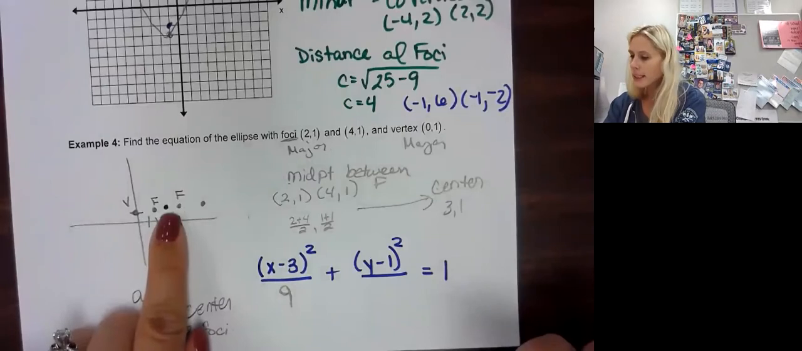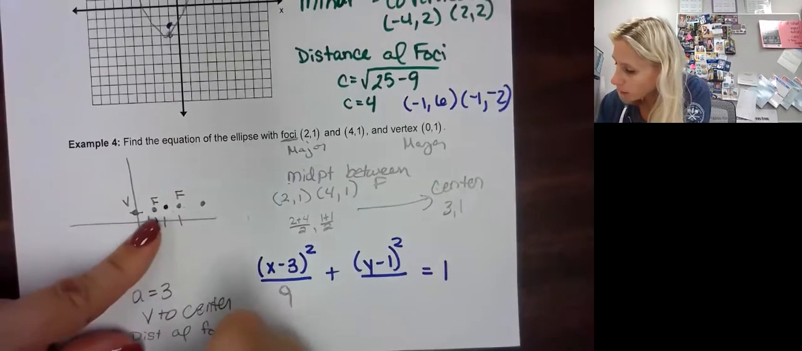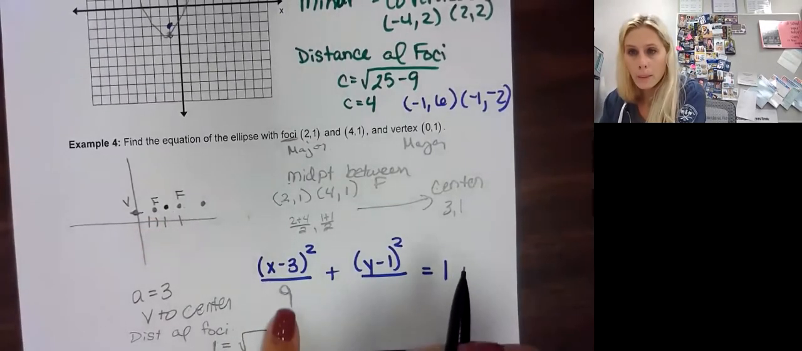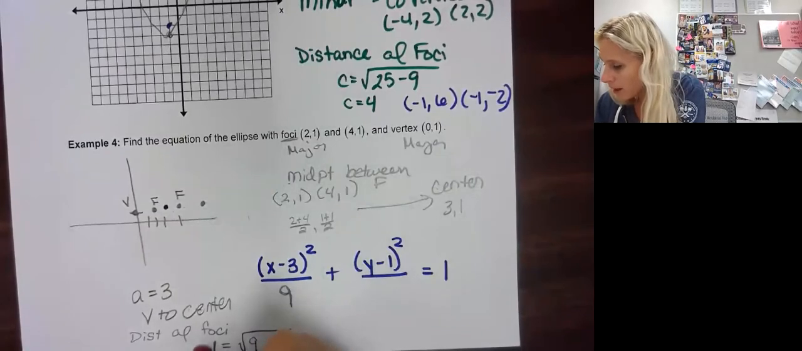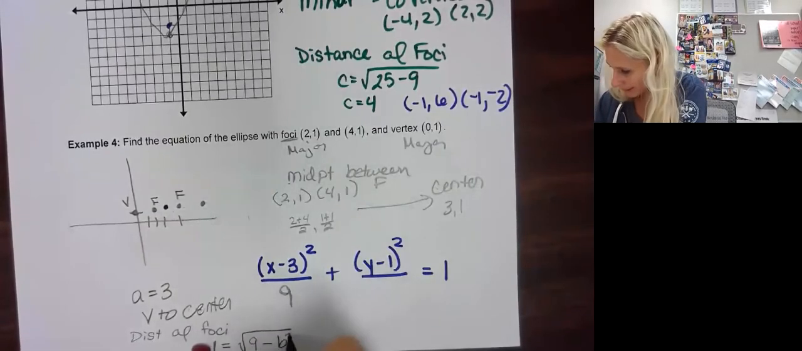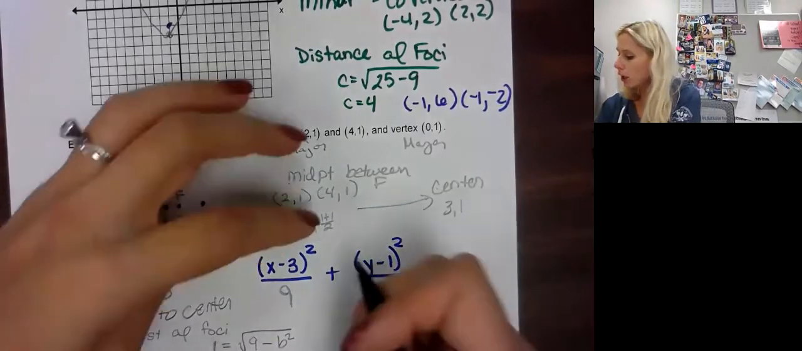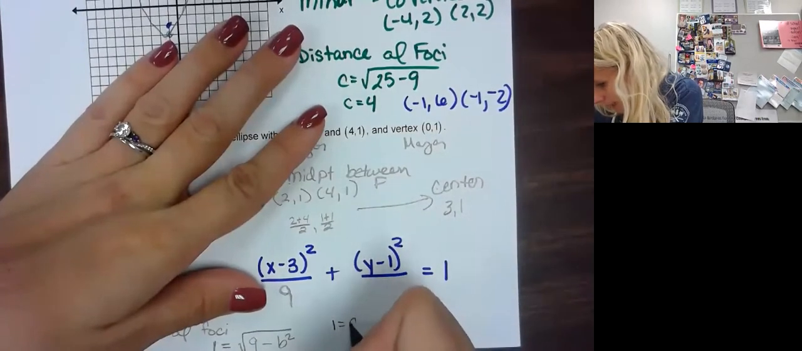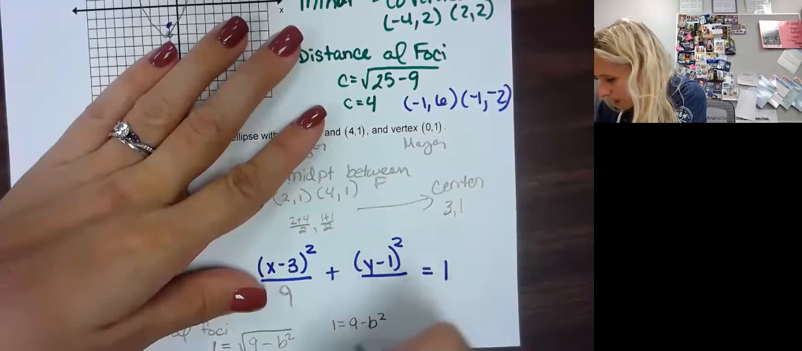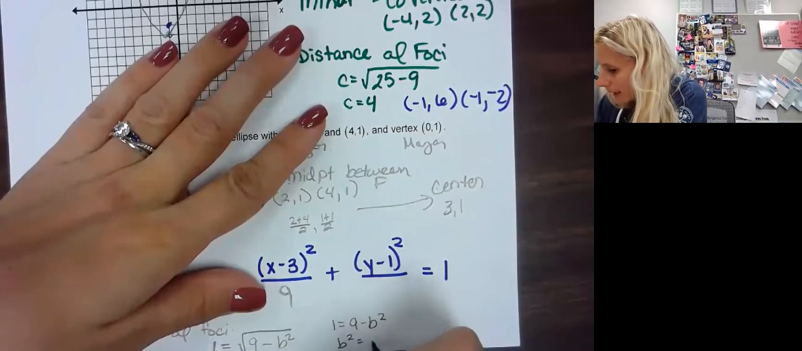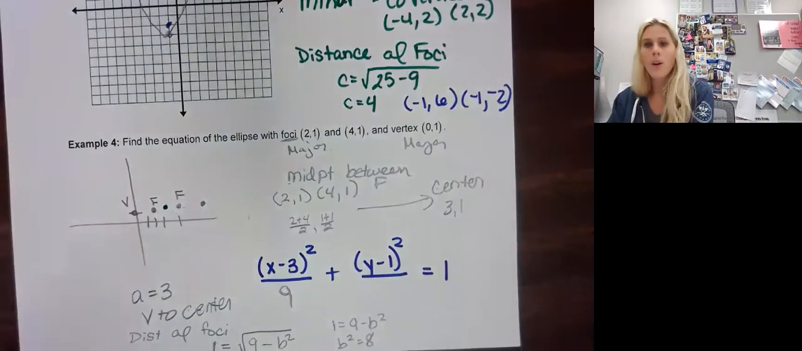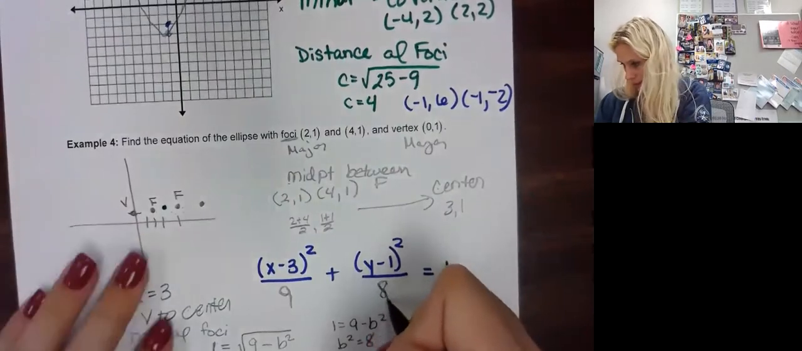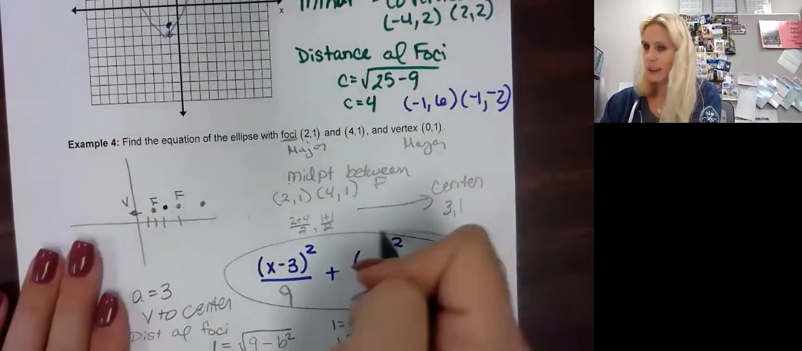So as you can see, from the center to the foci is 1, and then we're going to set that equal to the square root. A comes first because it's larger, so 9 minus b squared. Now we're going to solve the square root. We square it, so 1 equals 9 minus b squared. So b squared equals 8. Do we have to go further? No, because in our equation we need b squared. So our answer is this equation here.